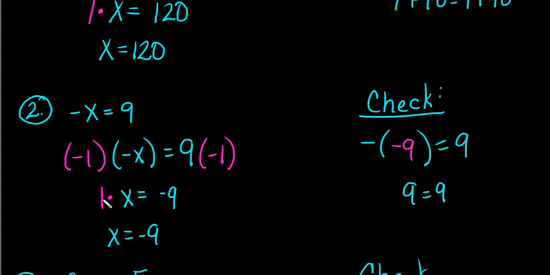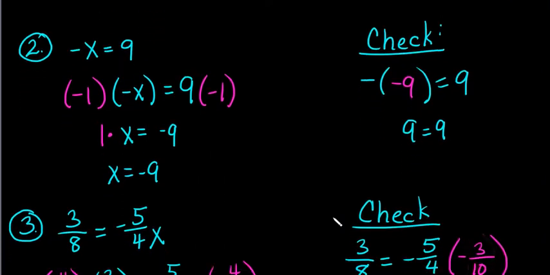So now x times 1, and that's just there to help you see that it really is there. Usually we don't show it all the time, but it is there. X equals negative 9, because 9 times negative 1 is negative 9. And if you put negative 9 in for x, you'll see that the opposite of negative 9 is 9. So it does check and balance our equation.